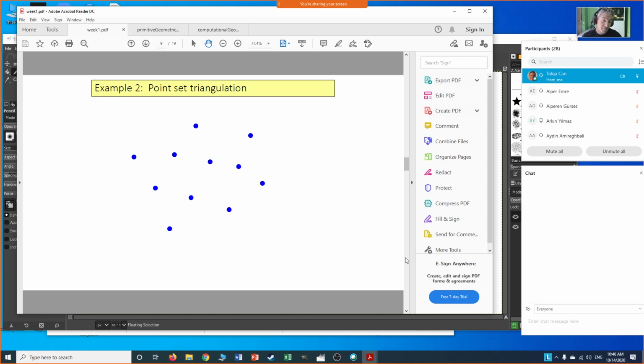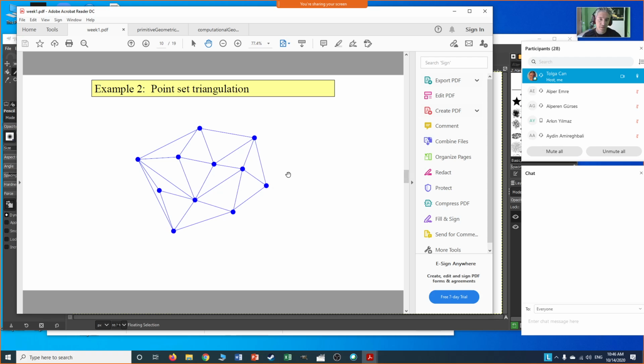There are other problems in which the input is the same thing. For example, you may be given the same set of 2D points as input. Now the problem will be to find the triangulation of those, like this. In other words, connect these in such a way that they will form triangles, and the edges will not cross each other.